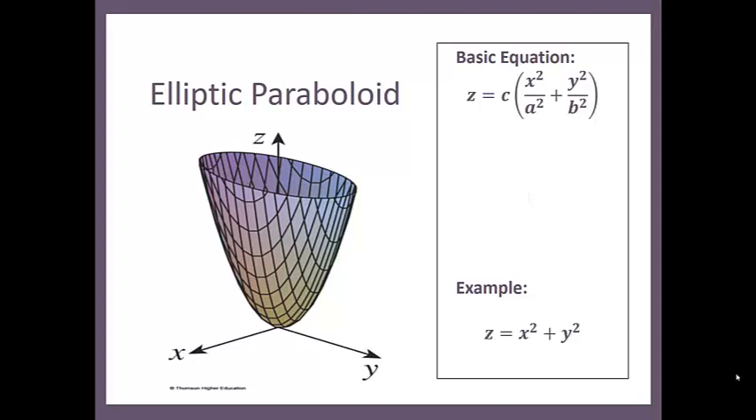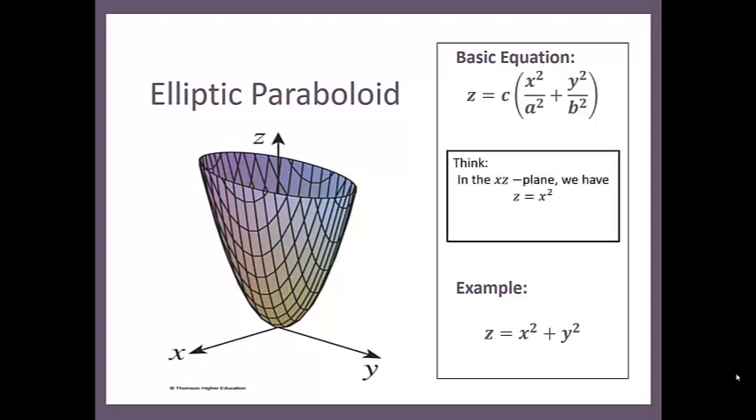How are we going to remember this shape from the equation? I think of the variables one at a time. If you think just about what's happening in the xz plane, ignoring the y variable altogether, and also ignoring the constants, the c and the a squared, because those constants don't change the basic shape, then we focus on just the z and the x, and we have z equals x squared.